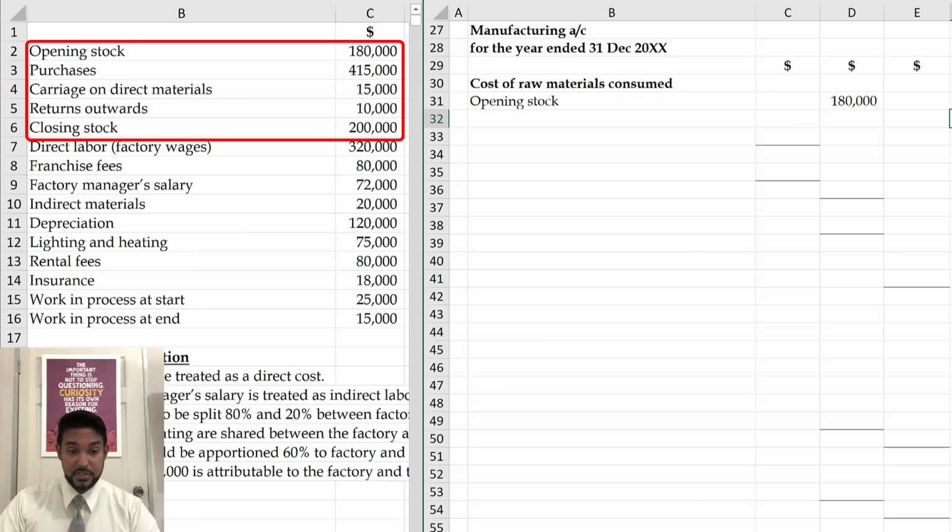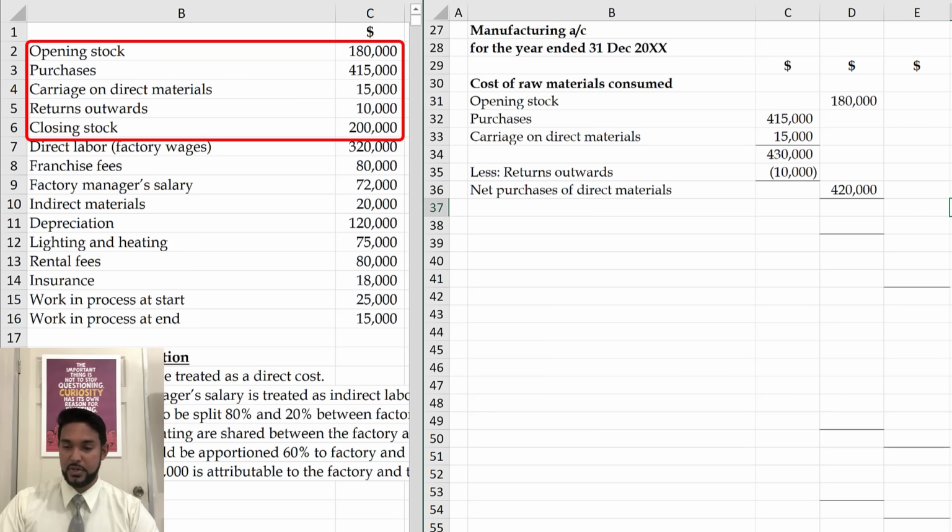So we have purchases, but we have carriage and returns. So we shift one space to the left. Purchases is 415. The carriage is 15,000, giving us 430. And we subtract the returns of 10,000, giving us 420,000 for net purchases of direct materials. We add that to the opening stock and we get cost of materials available for use, which is 600,000.